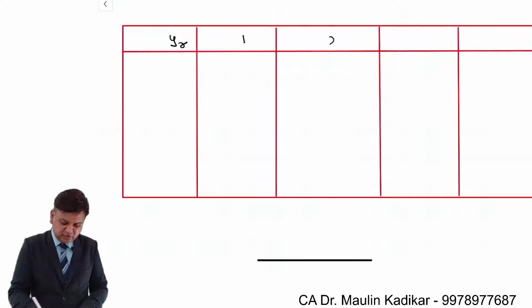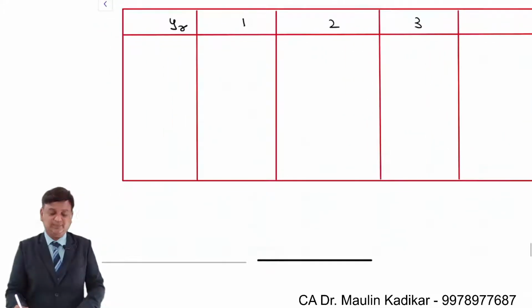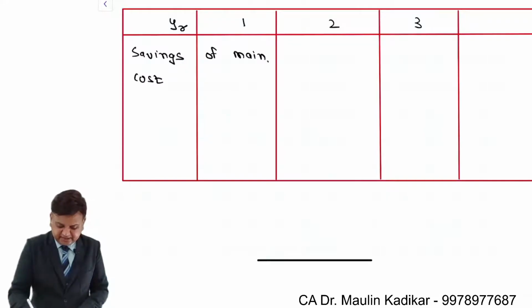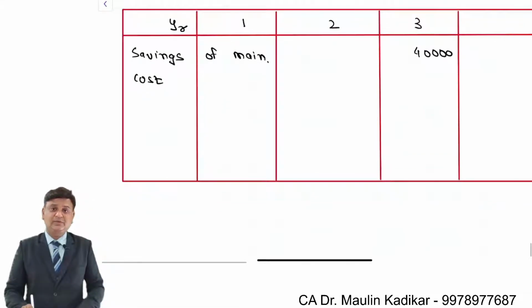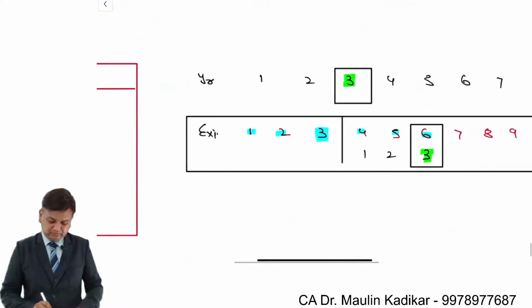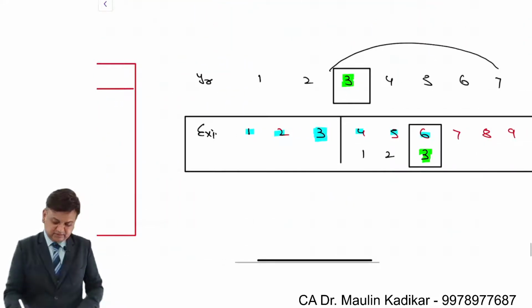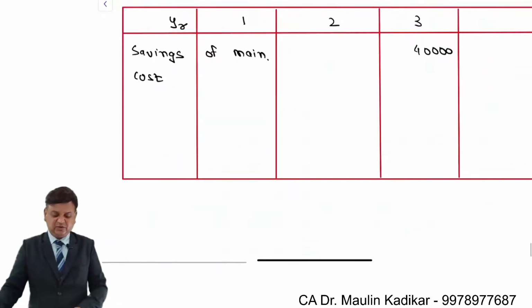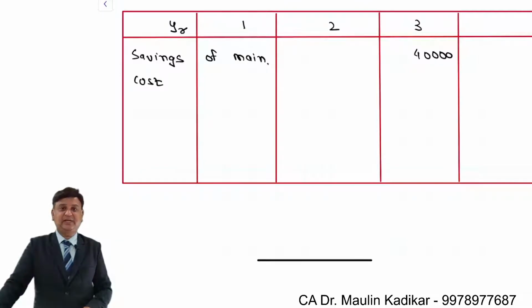Year 1, year 2, year 3, year 1, 2, 3 I am doing. I am writing savings of maintenance cost, and I am writing 40,000 rupees that is going to be received from 3rd year onwards till 7th year. So I am writing as year 1 to year 3, and in the 3rd year I am writing 40,000.